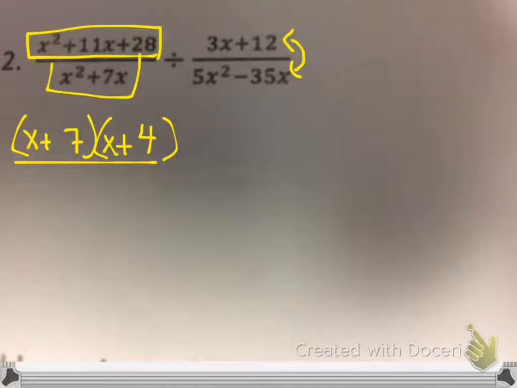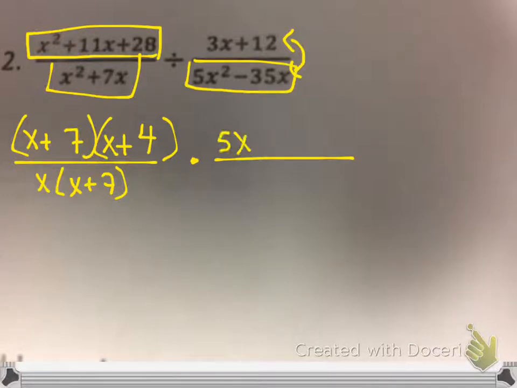The bottom one, I can see there's a greatest common factor of x, so I can take out an x, and I would be left with x plus 7. Now, on the second part, when you have to divide, remember, those two flip. So the 5x squared minus 35x is actually going to be on top, and I'm going to factor that. I'm going to work that one first and just flip them as I do that. I have a greatest common factor of 5x, so I take out a 5x, and that would leave me with x minus 7.